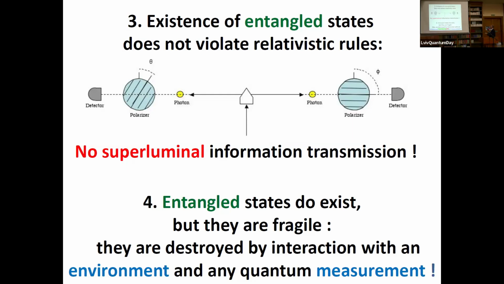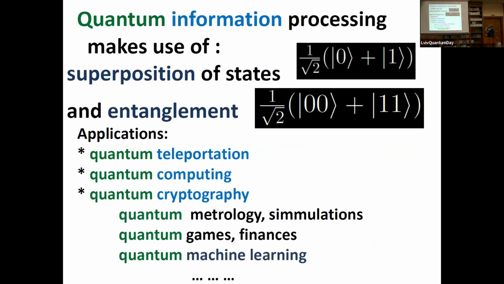However, they are fragile. Why? Because they are destroyed by any interaction with the environment. And the larger the object, the stronger, let's say, the decoherence. Therefore, we do not observe in real life such quantum effects, but they can be observed in the lab.